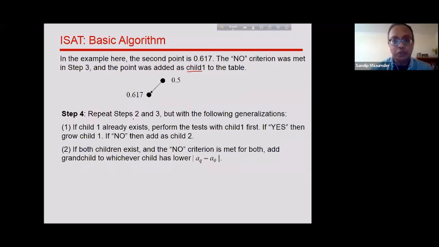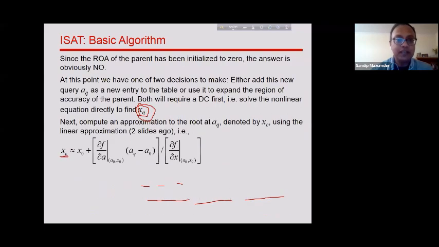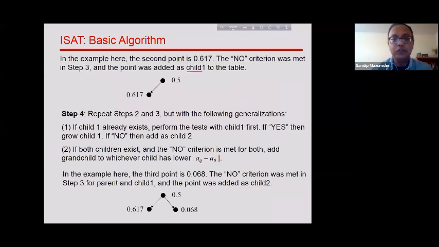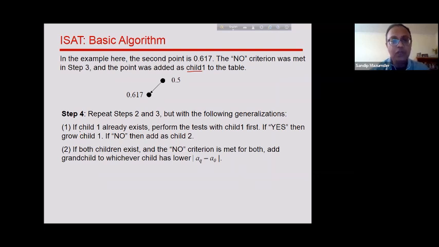In subsequent steps, what you do is you repeat these two steps that I outlined, okay, or sorry, steps 2 and 3. You repeat them, but with the following generalization. So if child 1 already exists, then you perform the tests with child 1 first. And if the answer is yes, then you grow child 1. If no, then you add child 2. And if both children exist, and if the no criteria is met for both, then add a new grandchild to whichever child has lower region of accuracy, or a lower value of AQ minus A0. Okay, so that's the general guideline.